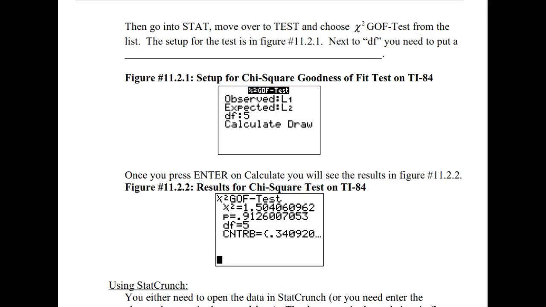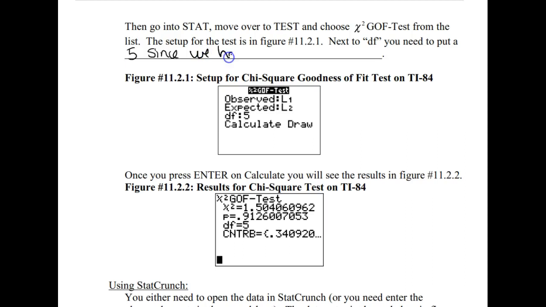So once we've entered those two lists, we're going to go back and push Stat and move over to the test menu and scroll down and find the chi-square goodness of fit test. And then the setup for the test is in figure 11.2.1 below. And again, next to this DF that stands for degrees of freedom, which once upon a time we had to worry a lot about when we had to look up values in tables, which we no longer do. But next to degrees of freedom, you need to put a 5.